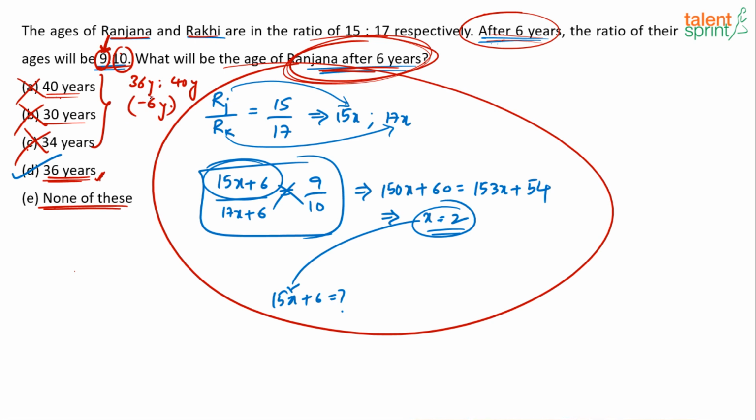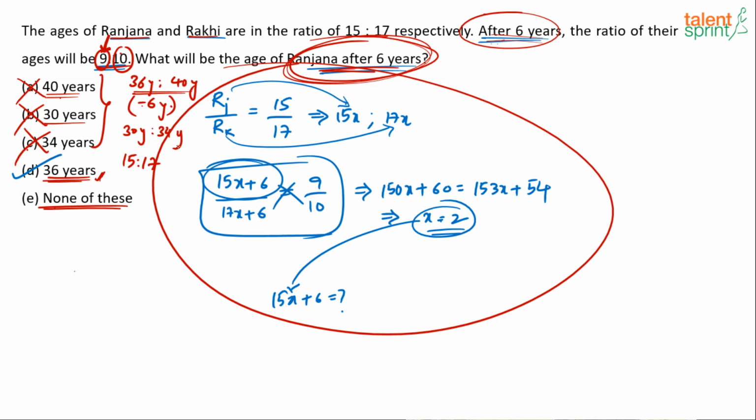36 minus 6, 30 years. 40 minus 6, 34 years. Yes or no? This 36 and 40 are the ages after 6 years. If I subtract 6 from both, I get 30 and 34. 36 minus 6, 30. 40 minus 6, 34. Now, what's the ratio between 30 and 34? 15:17. Yes or no? Both are divisible by 2.